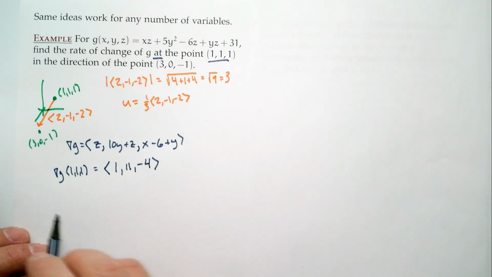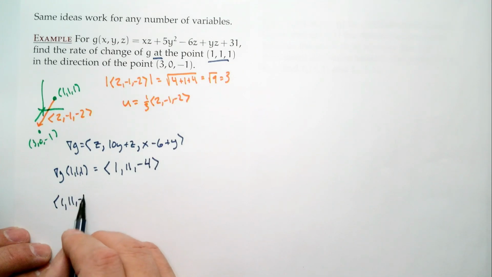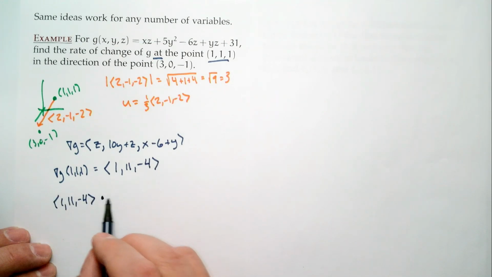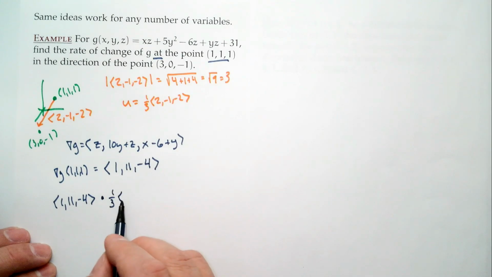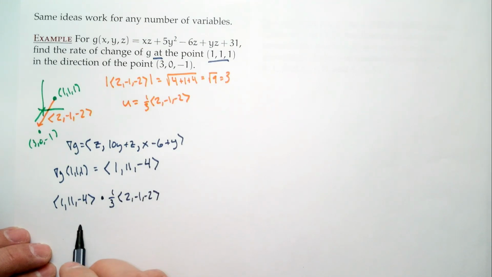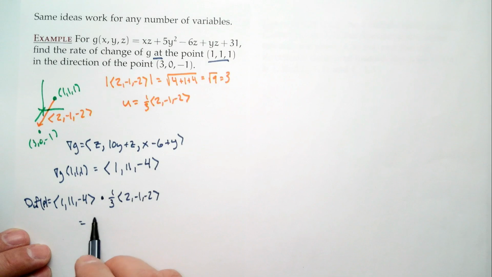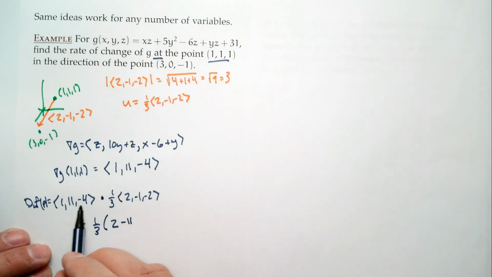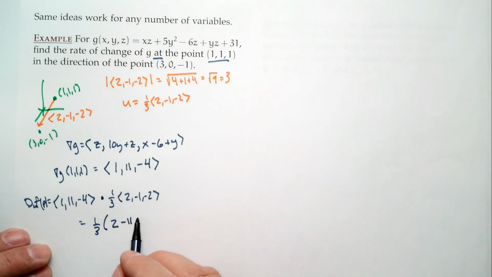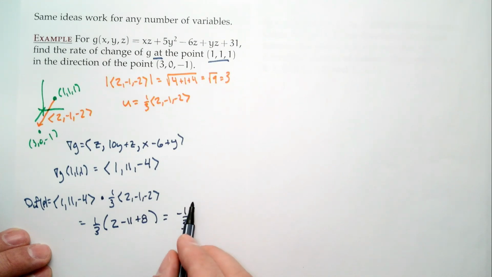So, we're almost done. We take 1, 11, negative 4, the gradient, dot our unit vector, 1/3, 2, negative 1, negative 2. So this is our directional derivative at p. This will become 1/3, 1 times 2 is 2. 11 times negative 1 is minus 11. Negative 4 times negative 2 is plus 8. 2 minus 11 plus 8? Yes, negative 1. Negative 1/3. Is it okay that we got a negative answer out?